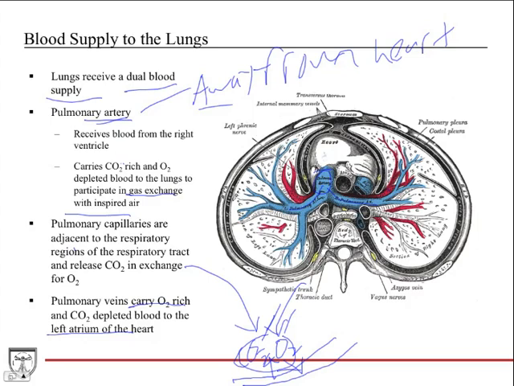So the right side of the heart receives blood from the venous system and pumps it to the lungs for gas exchange. The left side of the heart receives oxygenated blood from the lungs and then pumps that oxygenated blood to the rest of the whole body, to the systemic circulation.